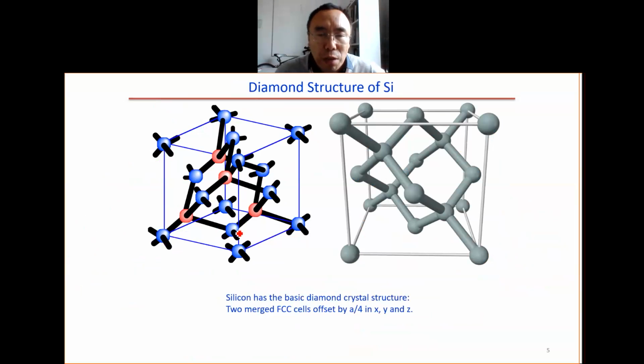So we have seen before, silicon has the face-centered cubic structure. We have two face-centered cubics merged, offset by A/4. That means if this one is 0, 0, 0, then this one, as we learned in chapter 1, is A/4, A/4, A/4. So there's the coordinate for this one, offset by A/4 in the XYZ direction.